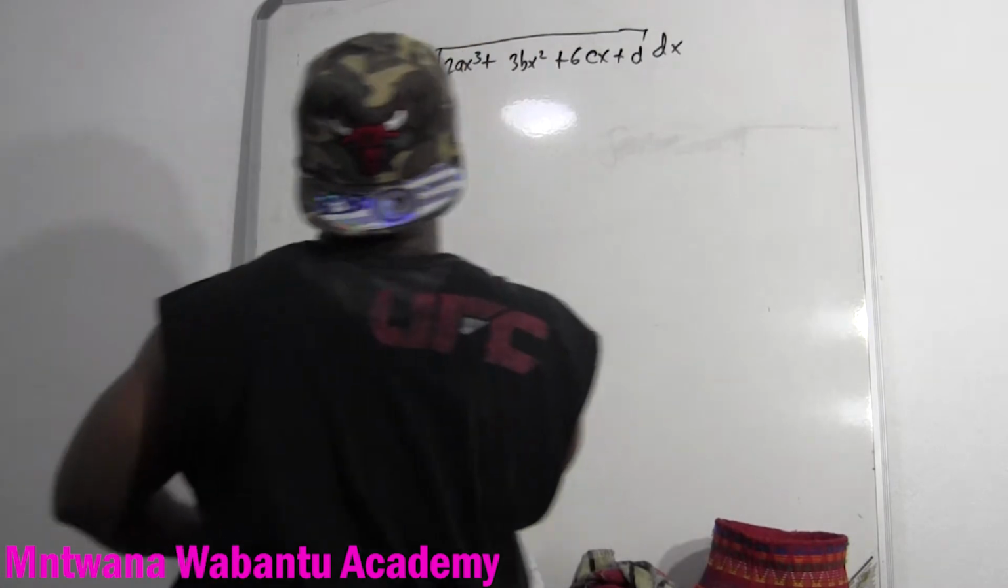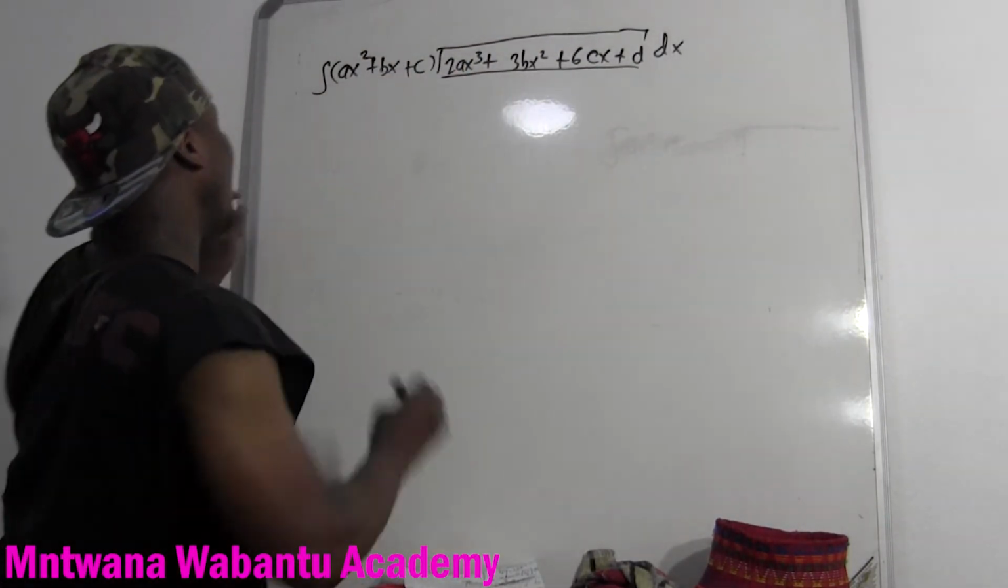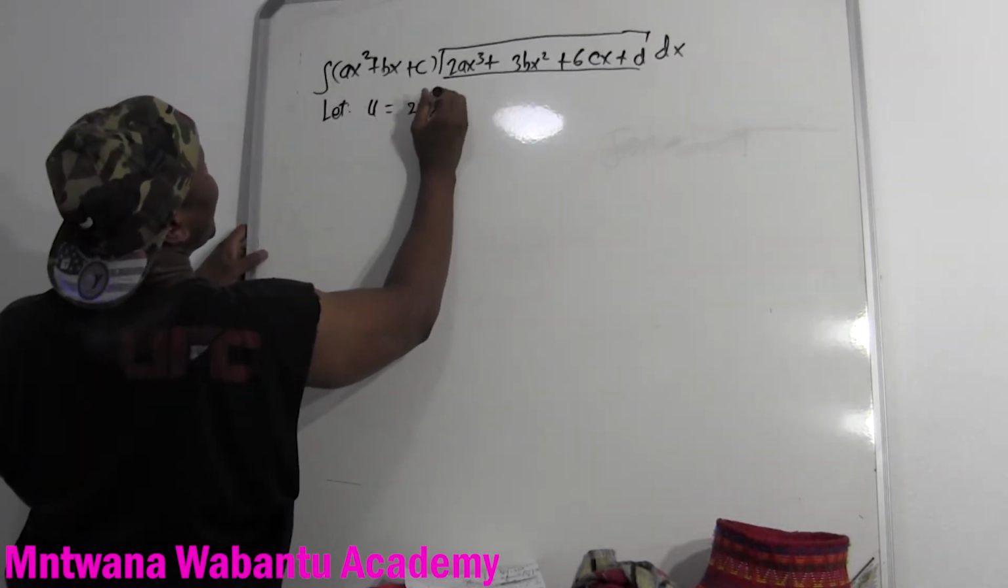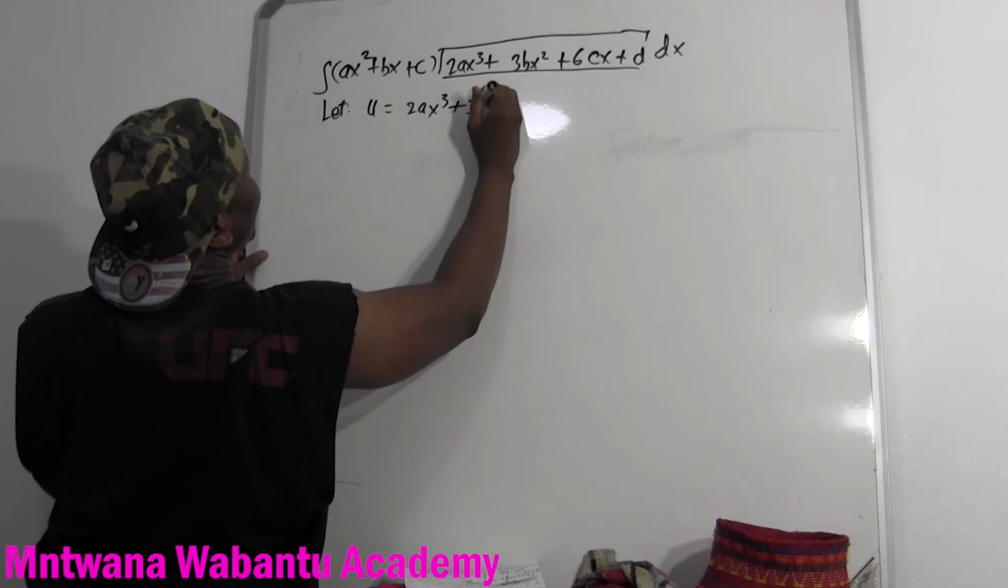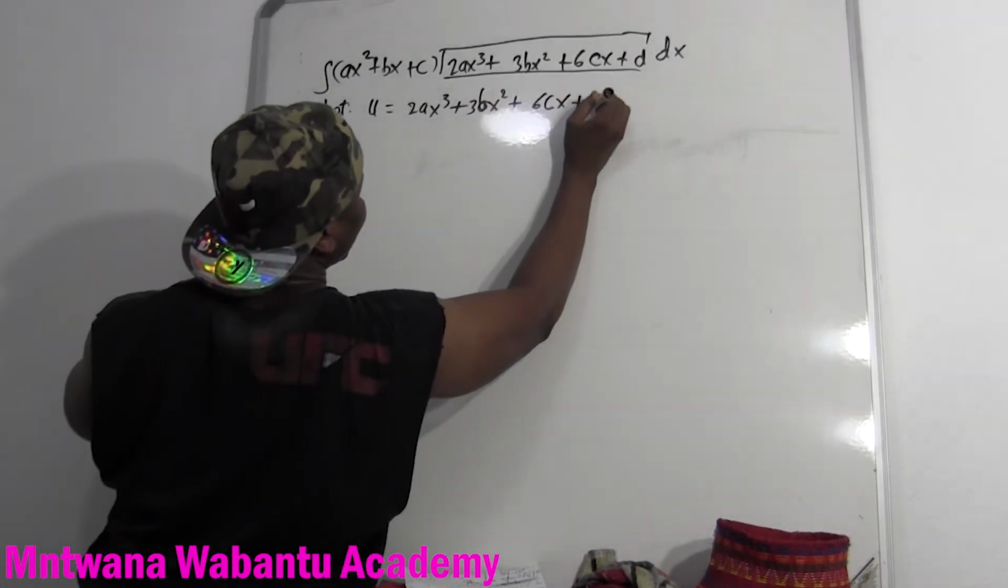So what I'm going to do, I'll let this equal to u, on the left, because I know if I differentiate, it's going to give me this. So let u equal 2ax cubed plus 3bx squared plus 6cx plus d.